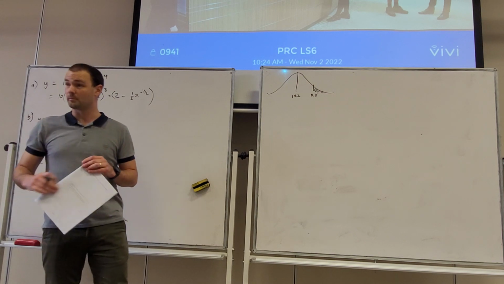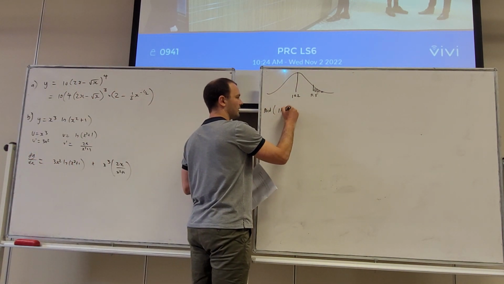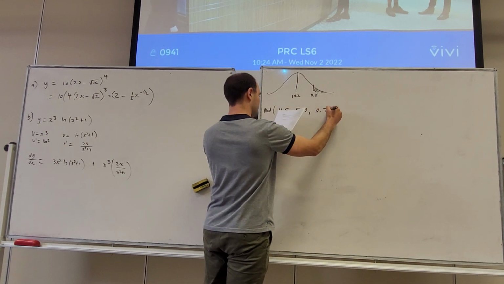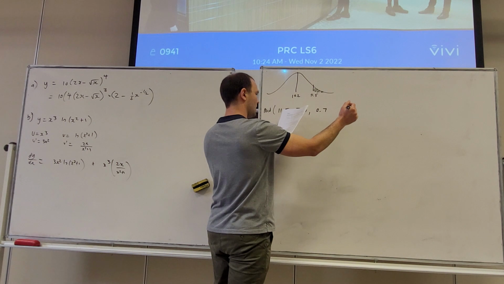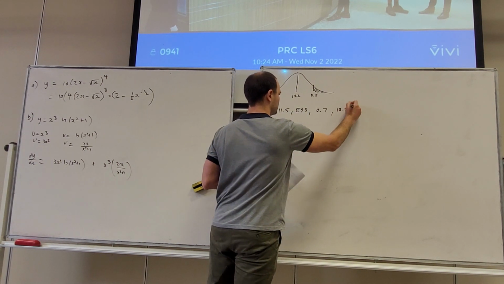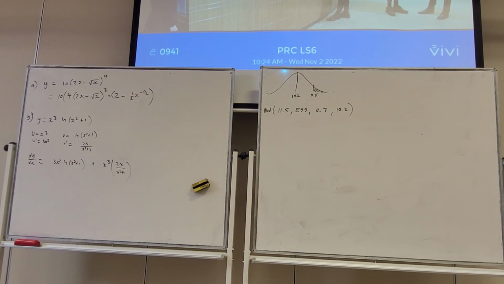This is a normal distribution calculation, NCD. Lower boundary is 11.5, upper boundary infinity. We're told the standard deviation is 0.7, and the mean is 10.2. So let's calculate that.